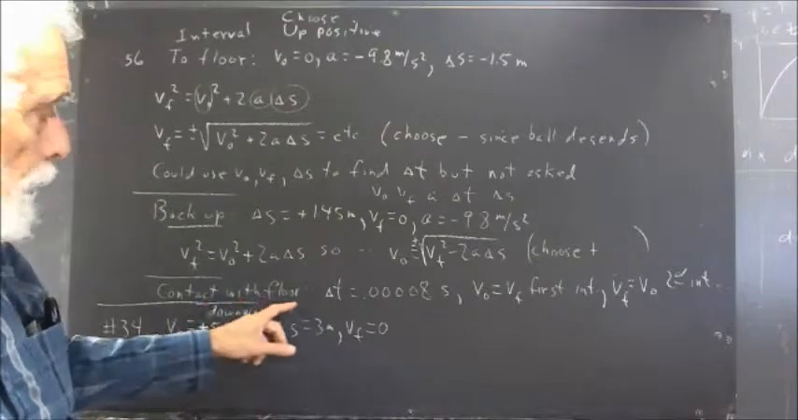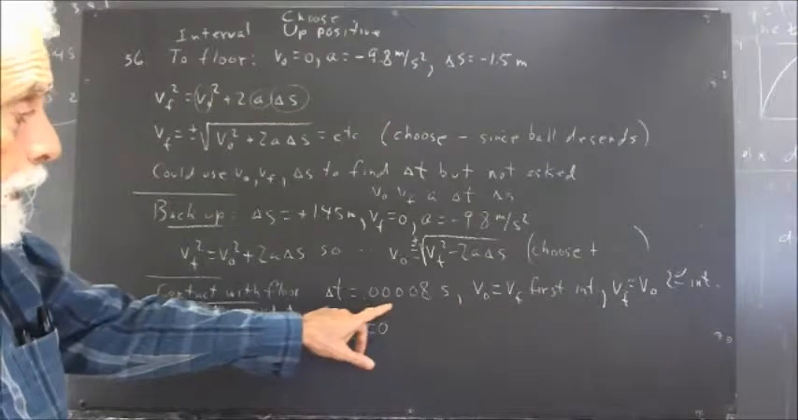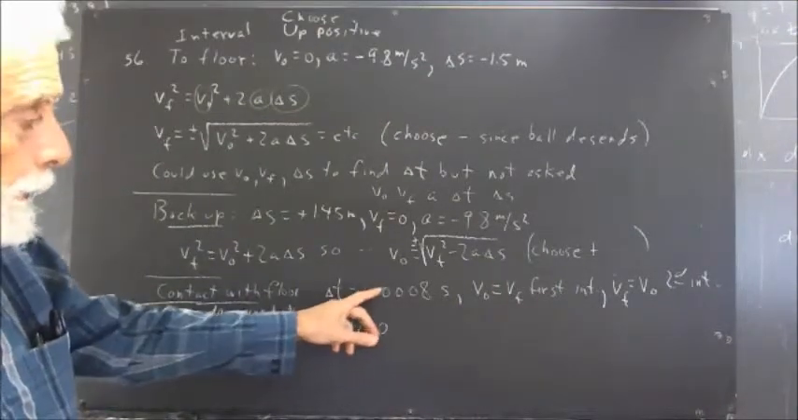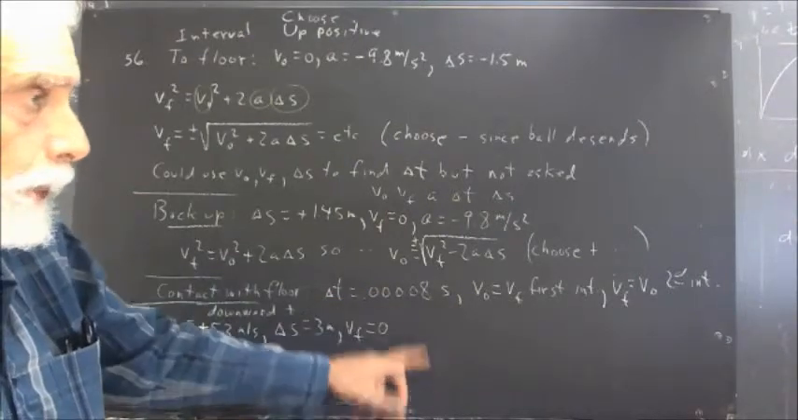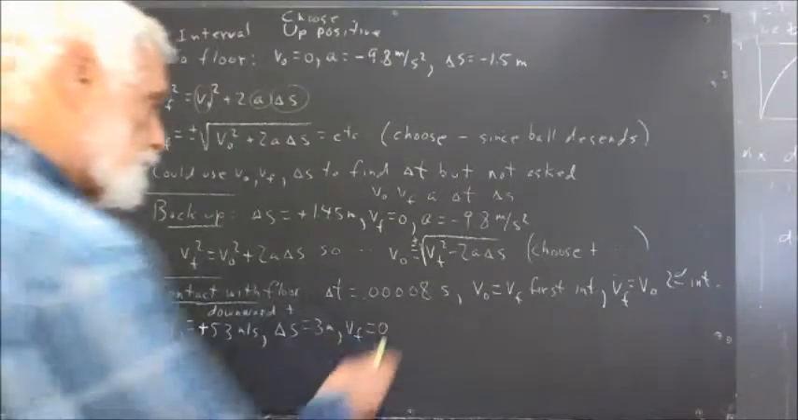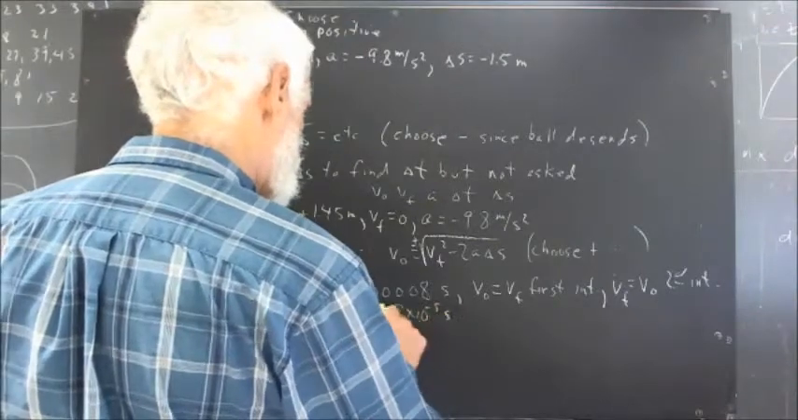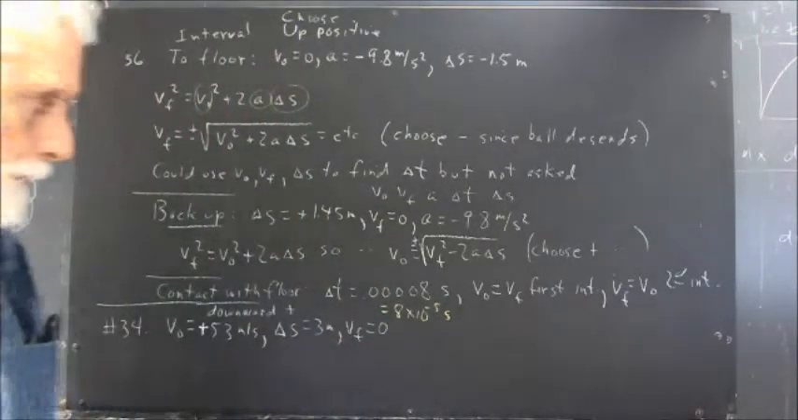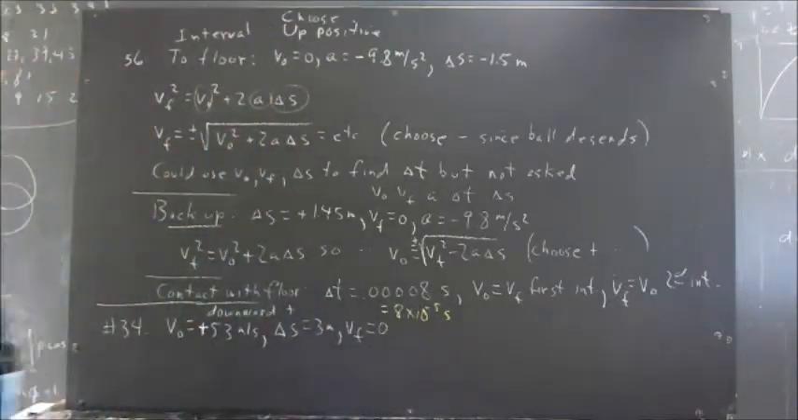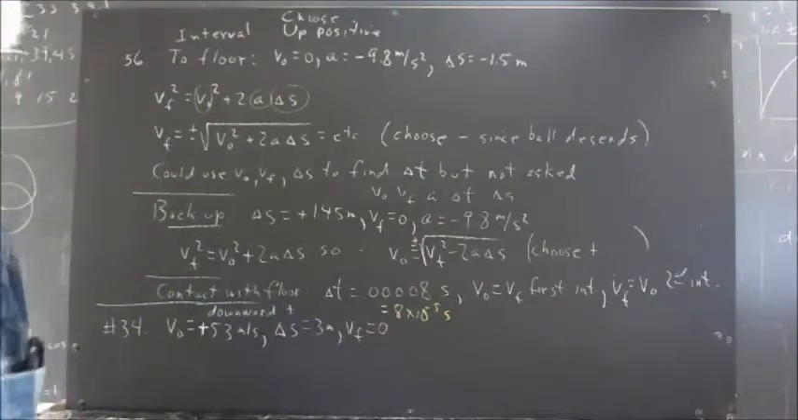So while it's in contact with the floor, the problem tells you that it's in contact for 0.08 of a millisecond, 0.08 milliseconds, which is 0.00008 seconds, or 8 times 10 to the negative fifth seconds. Okay, I'll write the 8 times 10 to the negative fifth seconds. And it's okay to write it out either way. If you get many more zeros, you're going to want to use the scientific notation.